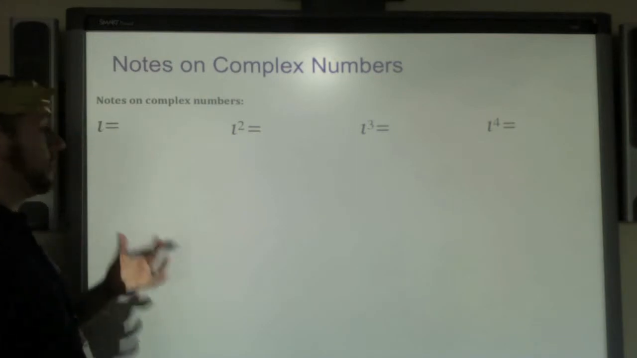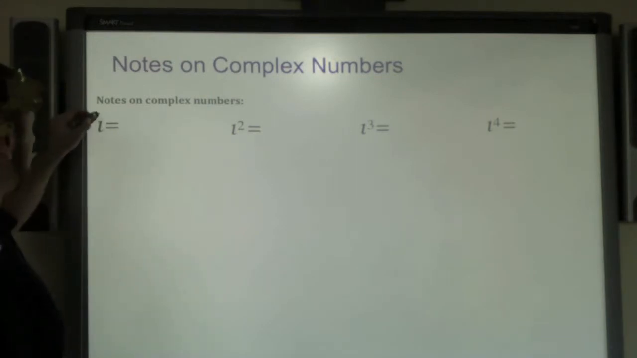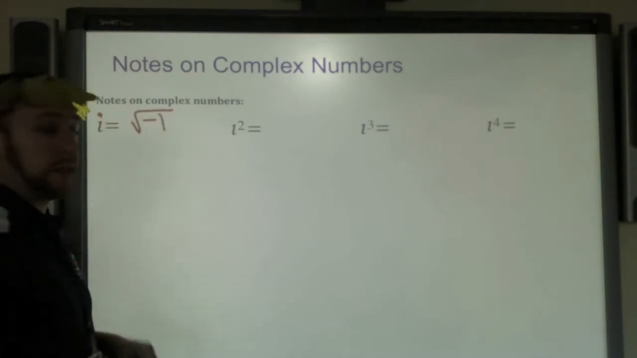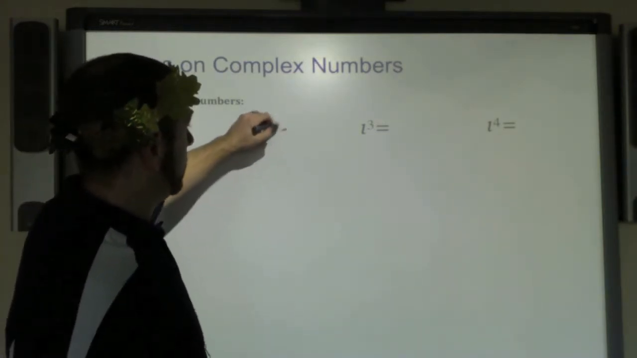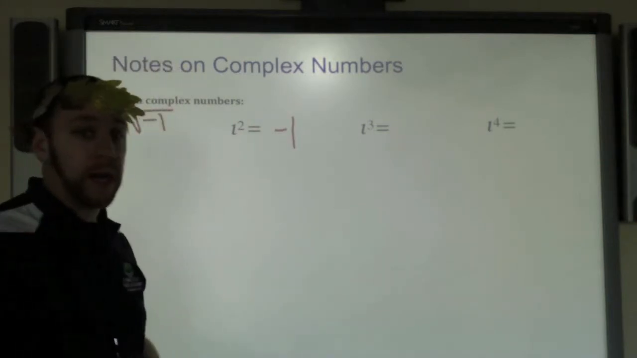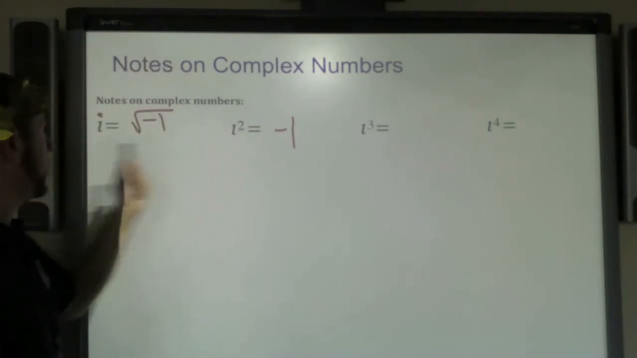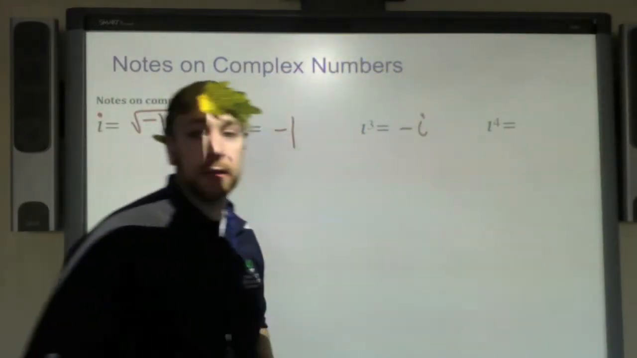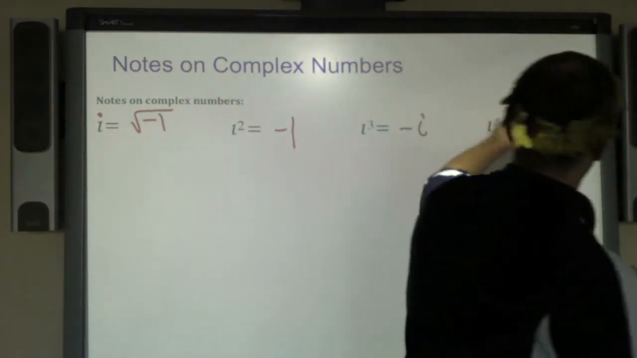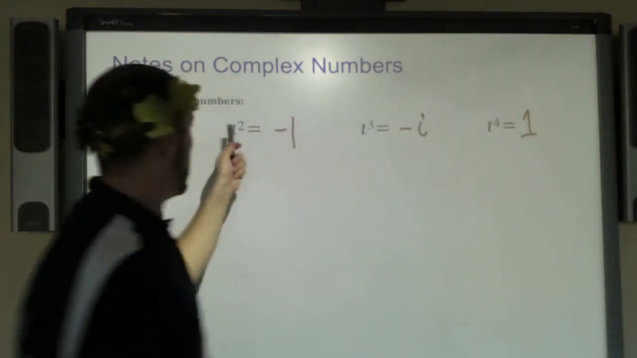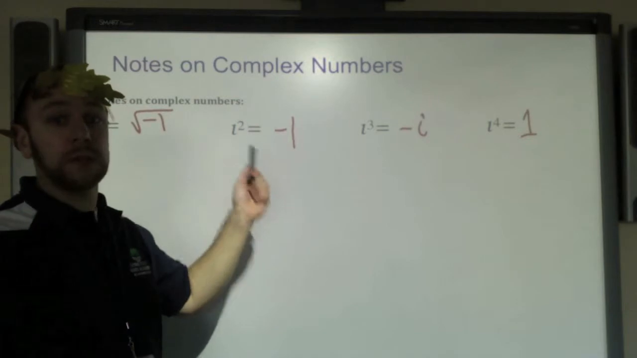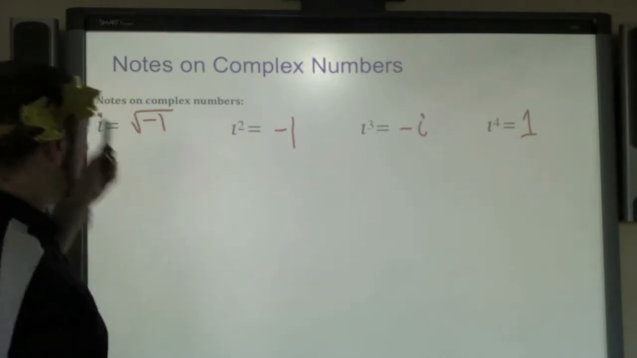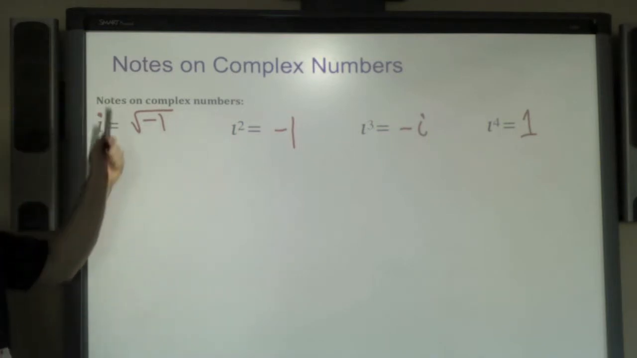So this is complex numbers. And what we have to realize is this i is the square root of -1. And any time that we see i squared, that equals -1. i to the third is really i squared times i, so that's a negative i. And i to the fourth is just 1, because it's i squared times i squared, or -1 times -1. This is the foundation of complex numbers. The i is always equal to the square root of -1, not -1.